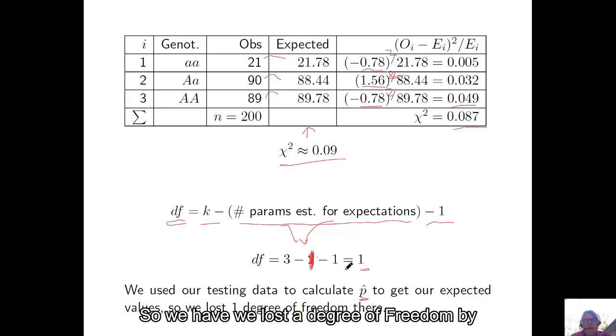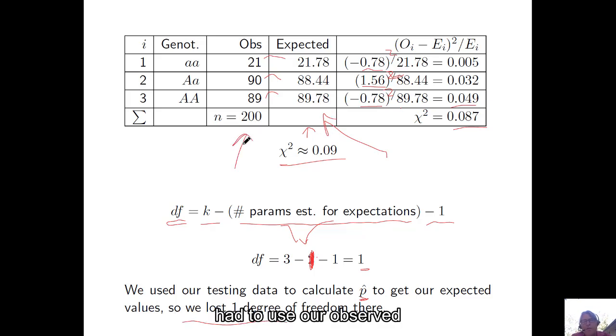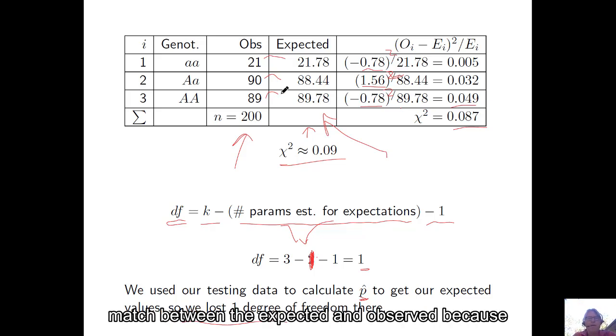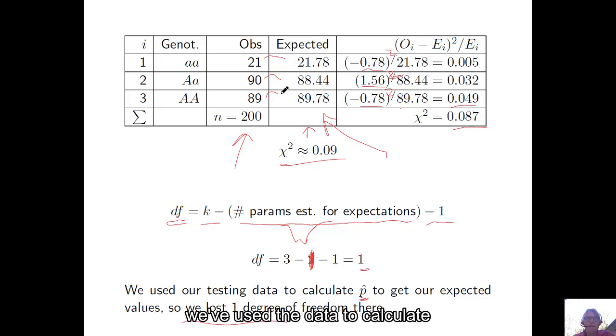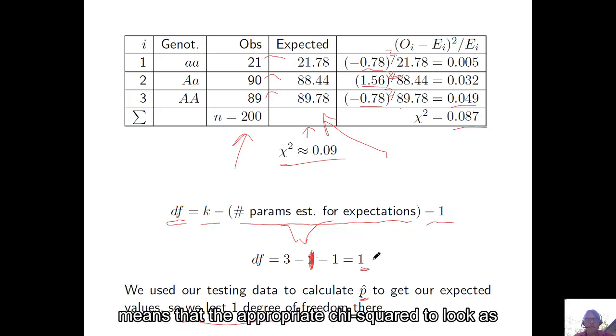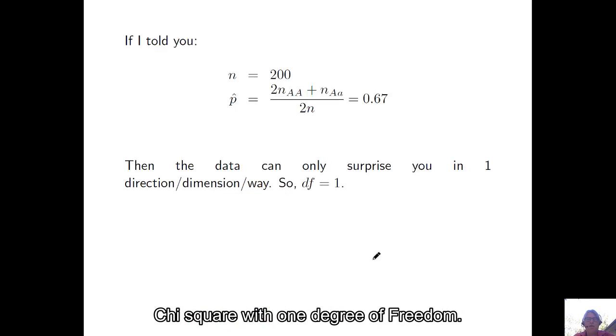Okay. So we lose a degree of freedom by estimating p hat with our testing data in order to calculate these expectations. In order to get these expectations, we had to use our observed data. And so that means that we're sort of matching the expectations to the data on one level. And so it's a little bit unsurprising that we get a better match between the expected and observed because we've used the data to calculate a portion of the expectations. Okay, so we've lost a degree of freedom there, and that means that the appropriate chi-square to look at is the chi-square with 1 degree of freedom.